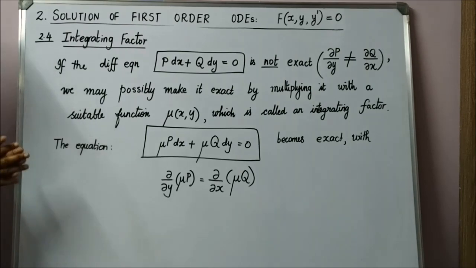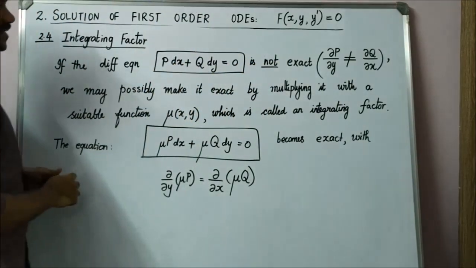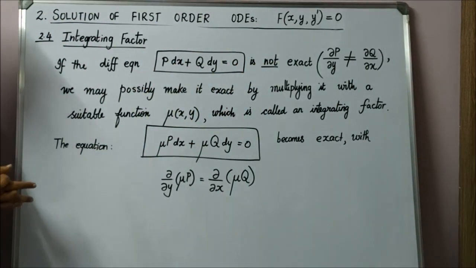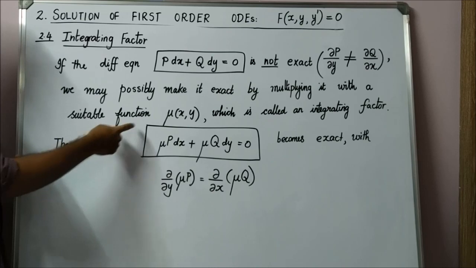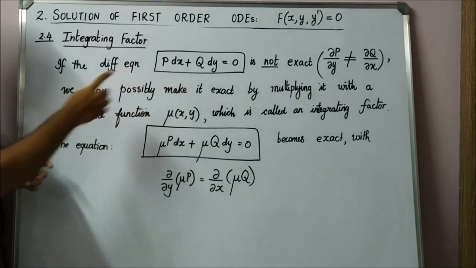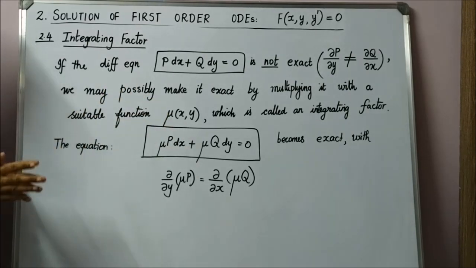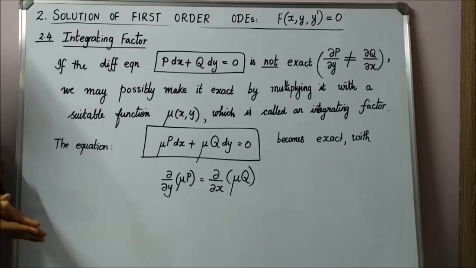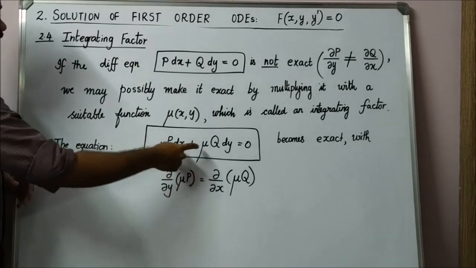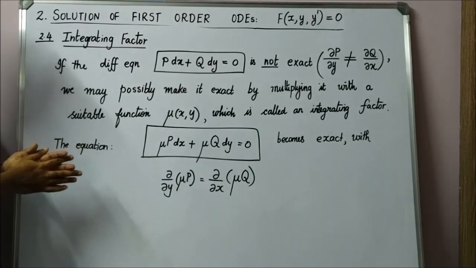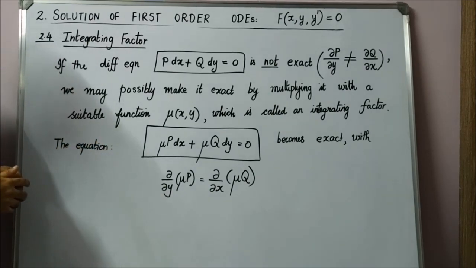Okay. So what is meant by integrating factor? If the differential equation p dx plus q dy equal to 0 is not exact, that is dou p by dou y is not equal to dou q by dou x, we may possibly make it exact by multiplying it with a suitable function mu of x comma y, which is called an integrating factor. I don't say such a mu is always a guarantee, but some inexact equations can be made exact by multiplying with an integrating factor. So this equation mu p dx plus mu q dy equal to 0 becomes exact with this condition satisfied. Dou by dou y of mu p is equal to dou by dou x of mu q.